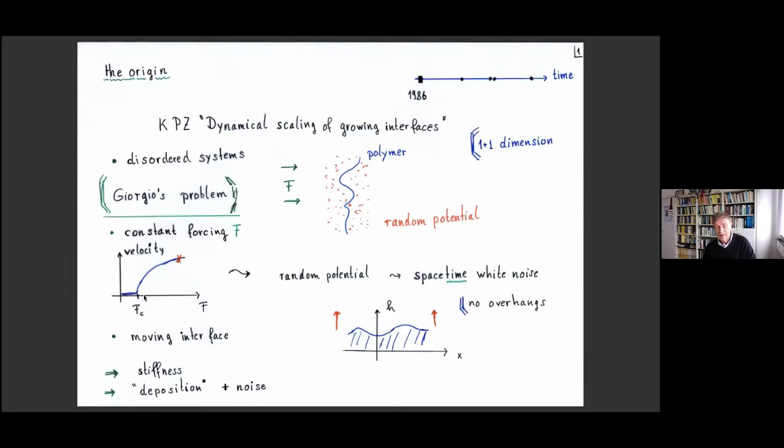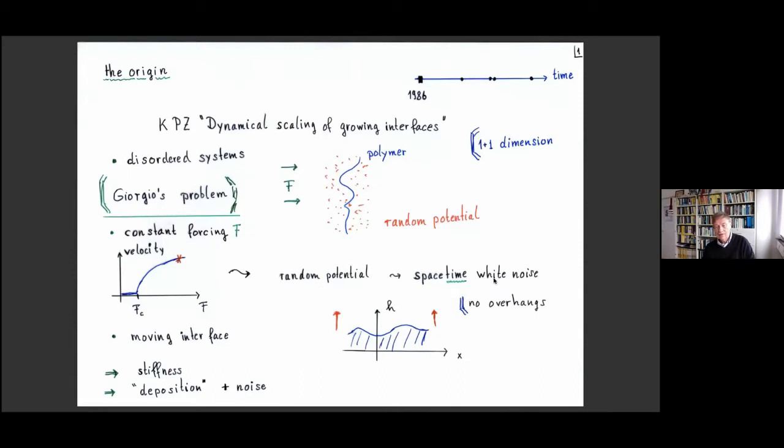And then Giorgio realized that there's at least one aspect of the problem where you could simplify, and that's how he wrote down his equation. So now we are looking at the situation where a polymer, or interface, is already moving with a net velocity. And the crucial observation is that because it's now moving, it will see all the time a different part of the frozen environment. But since we assume this to be independent, what the polymer will actually feel is a space-time white noise.